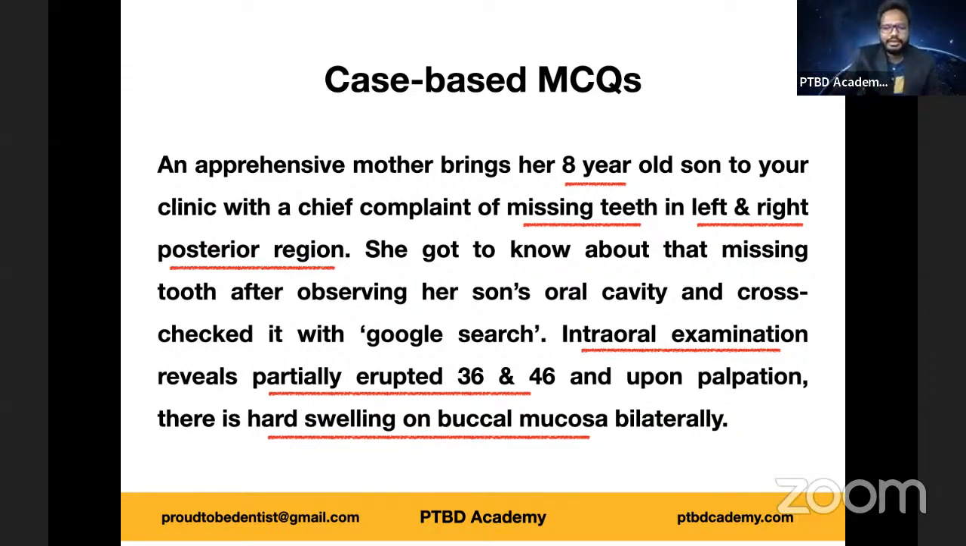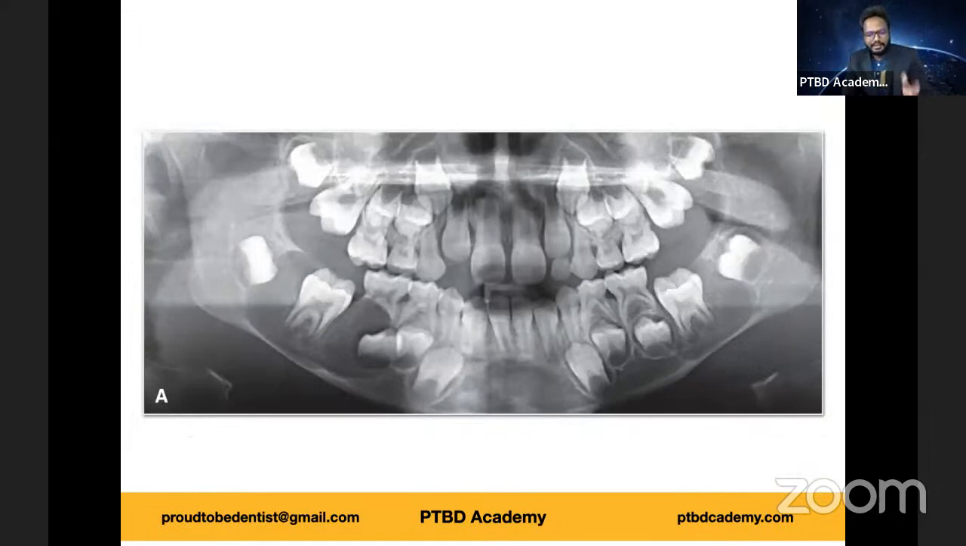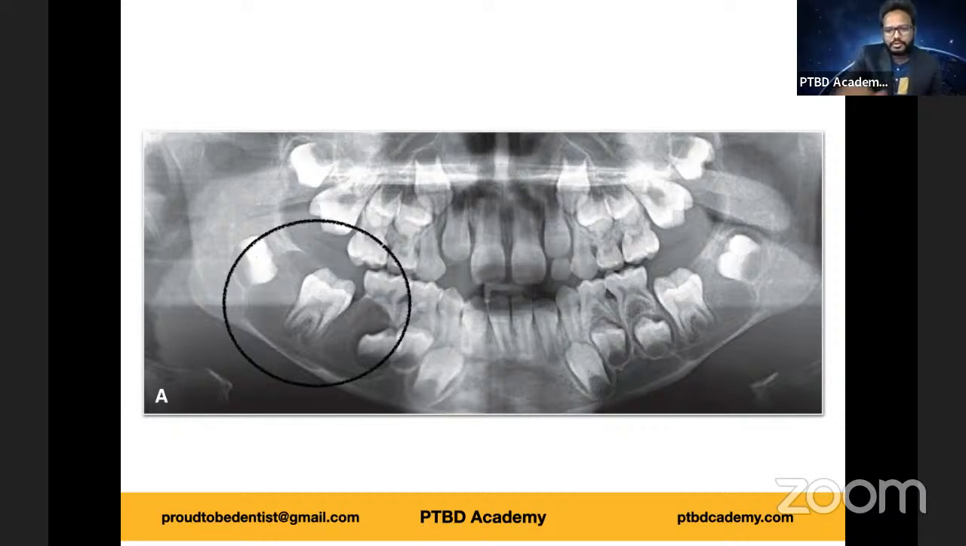Yeah, so here is the panoramic image. So what do you see? We said 8-year-old, so more or less the centrals, laterals are erupted, upper laterals are erupting. These are the areas which I want you to focus on. So this is the chief complaint with which the patient has come. I mean, the mother of the patient has brought the patient to a clinic with these chief complaints.